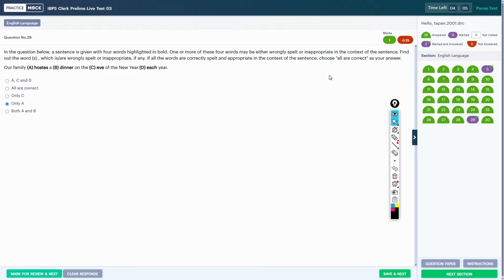Now this one, our family hosts dinner. So AD is nowhere. So on the eve of New Year, only A is all right. And this side, continuous, continuous, and the spelling of poison is definitely incorrect.